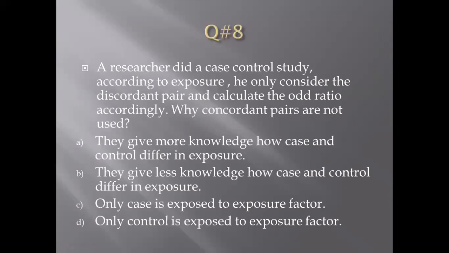Question number 8. A researcher did a case control study according to exposure. He only considered the discordant pairs and calculated the odds ratio accordingly. Why are concordant pairs not used? Because they give more knowledge how case and control differ in exposure; they give less knowledge how case and control differ in exposure; only the case is exposed to the exposure factor; and only the control is exposed to the exposure factor. The answer is B. Concordant pairs are not used in the study because they give less knowledge about how controls and cases differ in the exposure due to the past history.